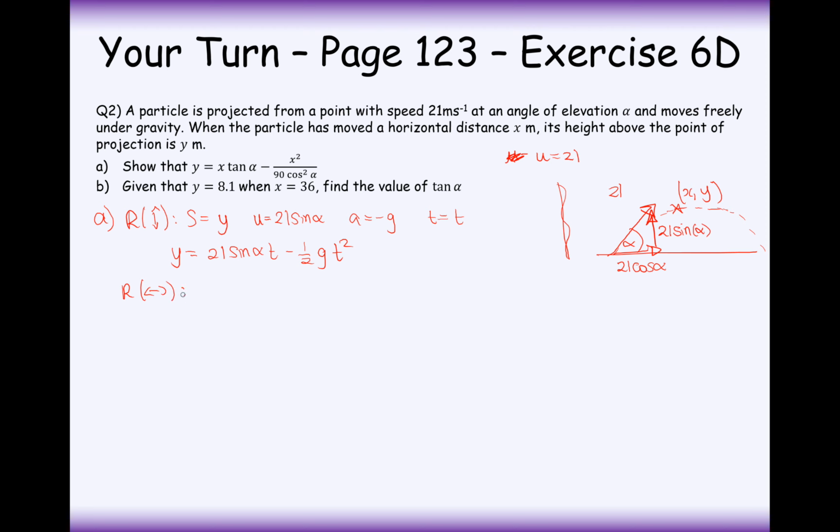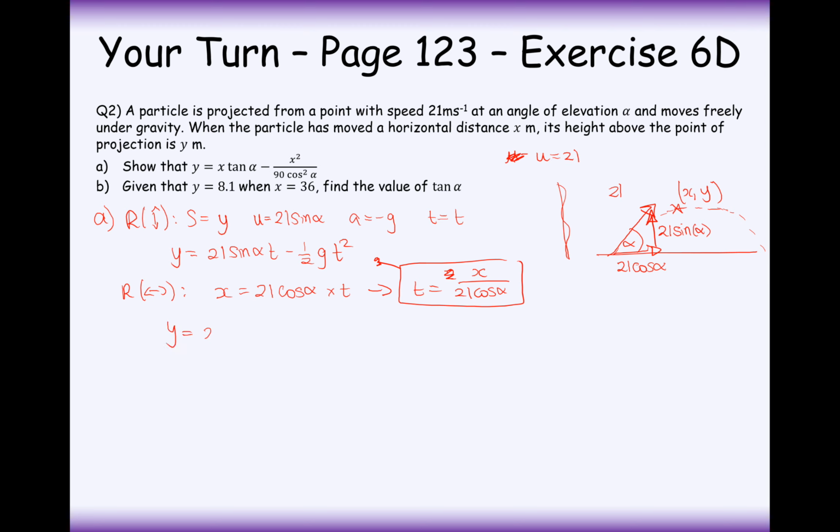We now need to get something for the horizontal equation. So when it's travelled a distance x, its speed will have been 21 cos alpha at a certain point in time. So we're going to be doing distance equals speed times time here, the distance being x, the speed being 21 cos alpha, and the time being just t. So we can rearrange this into t equals x over 21 cos alpha. Let's now go ahead and replace this in this formula here to get our final answer.